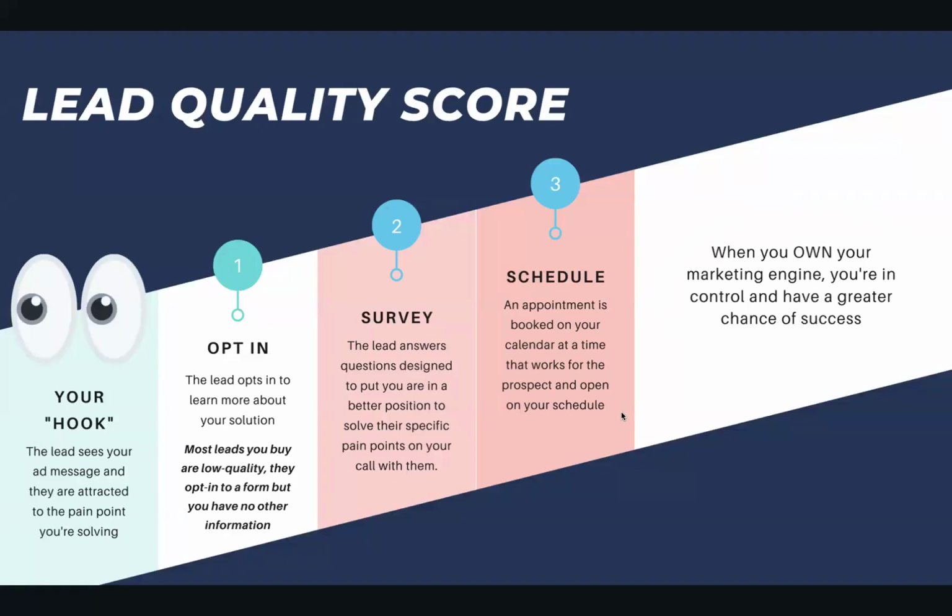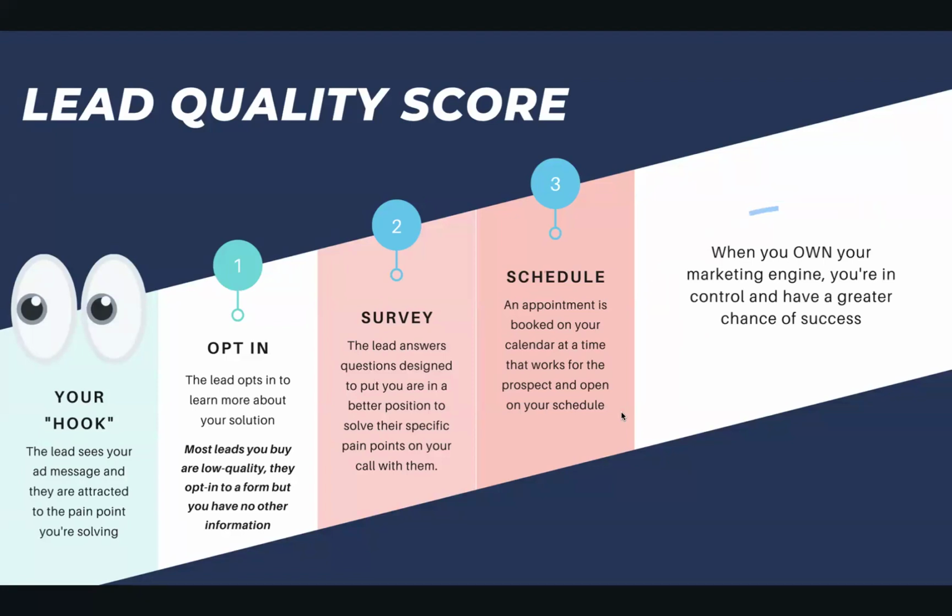Now, when you do marketing online, it's important to track what kind of leads am I bringing in? How good are the leads? For that purpose, I have a lead quality score for you to use. It starts with them seeing your hook. This is the lead seeing the message. They're attracted to the pain point you're solving. That's great. Then they opt in. That's a low quality, but it's where it needs to start. So they opt in to learn more about your solution.